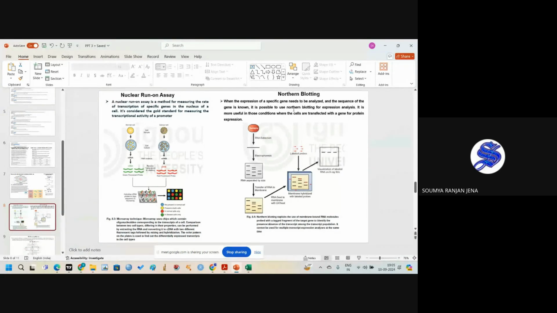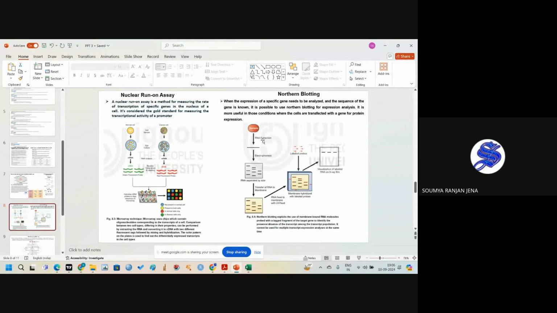Similarly, we can also use northern blotting to study the expression of a particular gene. We use this technique when the expression of specific genes needs to be analyzed and the sequence of the gene is known. It is more useful in conditions where the cells are transfected with a gene for protein expression. For samples, you can use different cells, normal cells or cancerous cells, or different types of tissue.